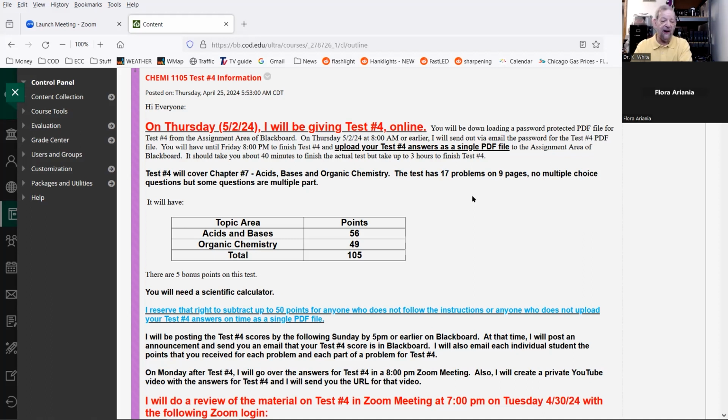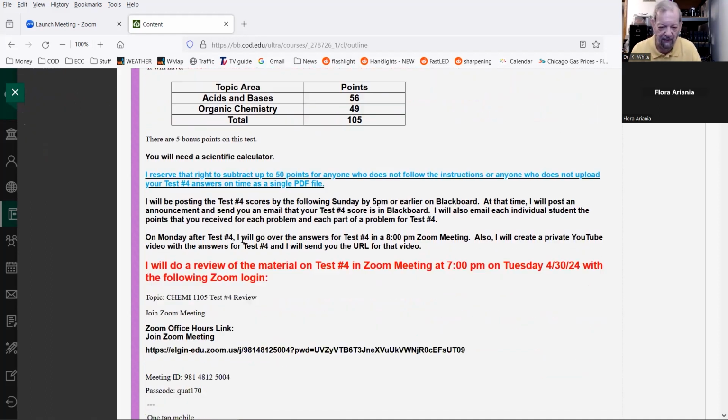The breakdown is acids and bases, 56 points, organic chemistry, 49. So it adds up to 105. So there's five bonus points. You will need a scientific calculator.